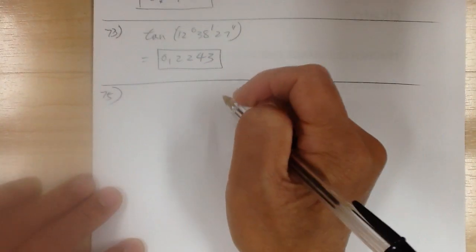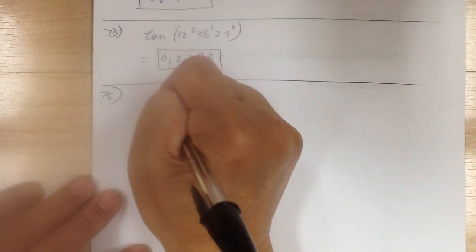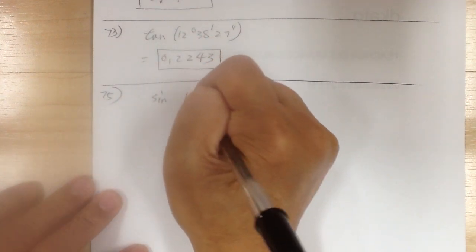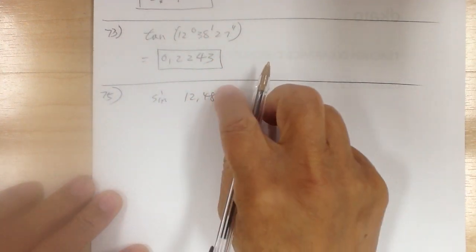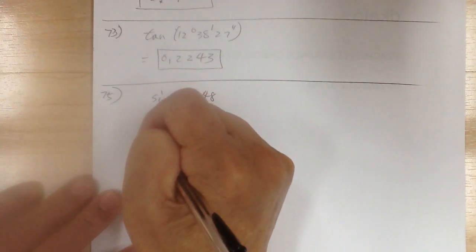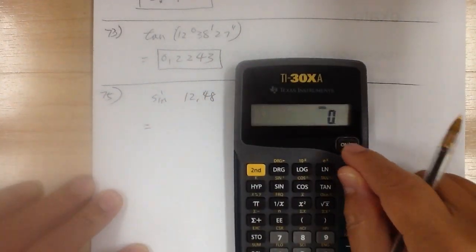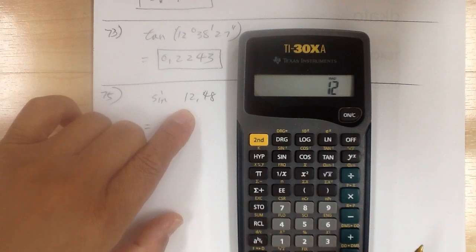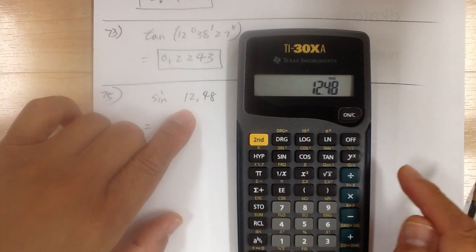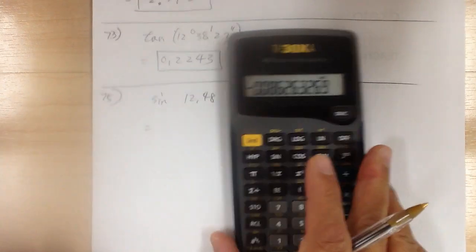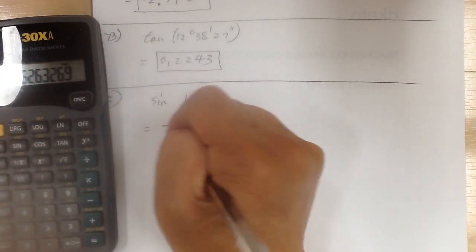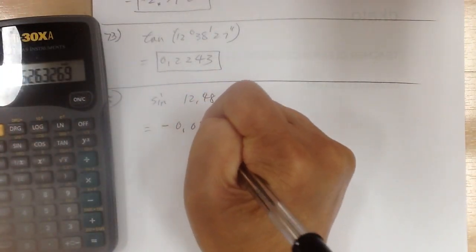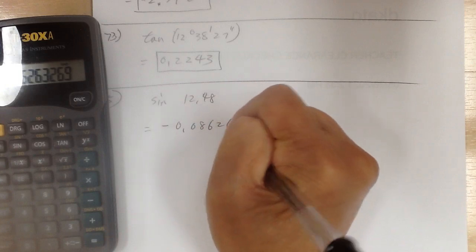Okay, 75. Sine of 12.48. Notice there's no circle, so that means it's radian. So make sure you calculate this in radian mode. So you got 12.48 radians. You take the sine of that. You get negative 0.08626.